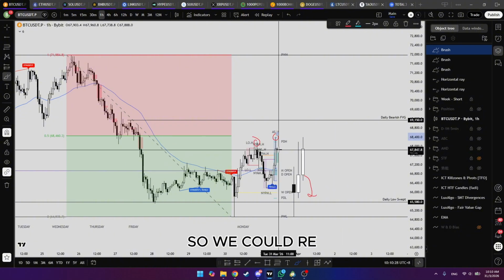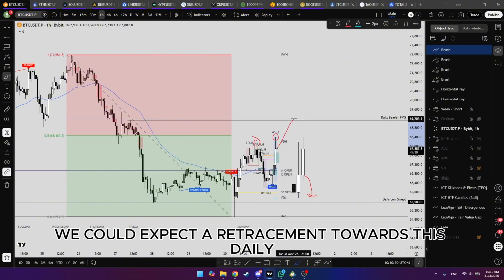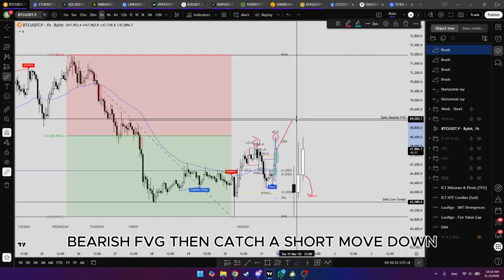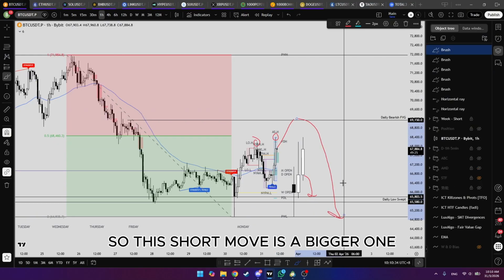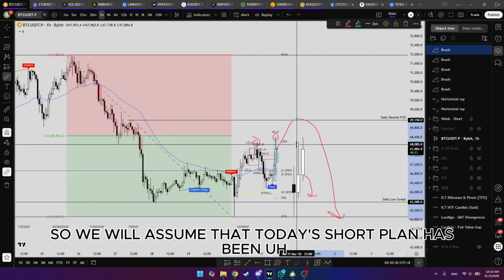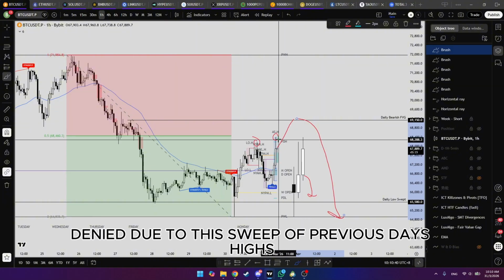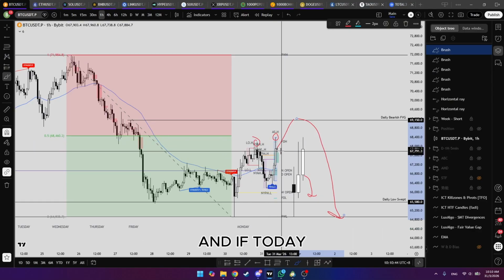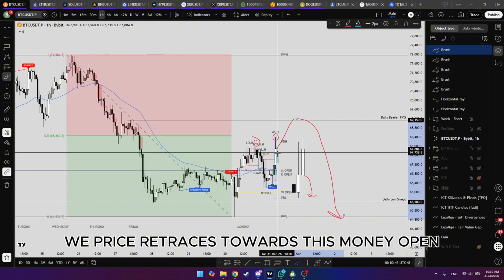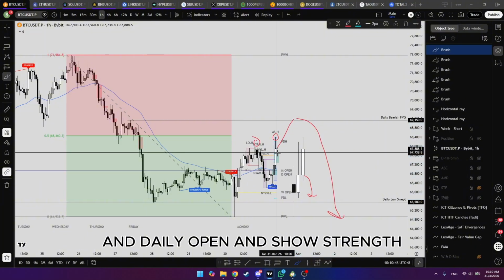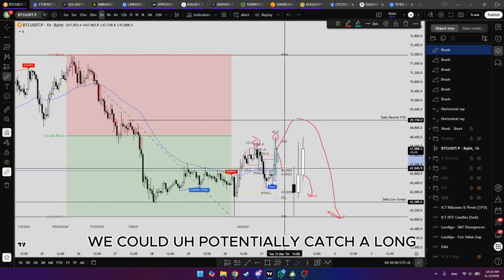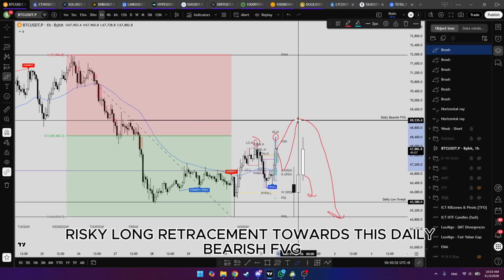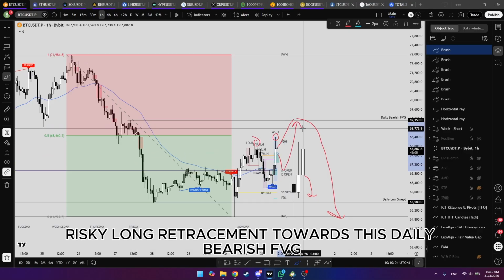So we could expect a retracement towards this daily bearish FVG, then catch a short move down. So this short move is a bigger one. So we'll assume that today's short plan has been denied due to this sweep of previous day's highs. And if today price retraces towards this monthly open and daily open and shows strength, we could potentially catch a risky long retracement towards this daily bearish FVG.